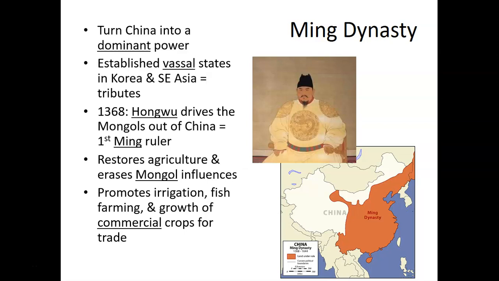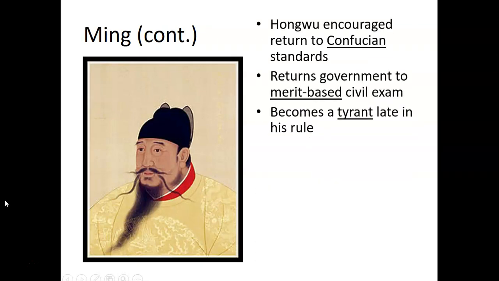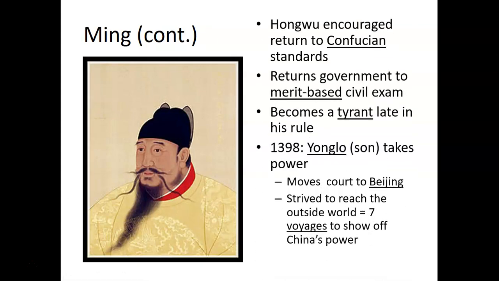And then the last thing that he does is he starts to try to erase Mongolian influences in Chinese society. And we'll see one way that he does this here next. One way he tried to erase Mongolian influences is he encouraged a return to Confucian standards and values that were not really practiced at the time of Mongolian rule, but were much more established and at the forefront in the previous dynasties of Chinese history. And he pushes for those standards to be brought back to the forefront of society.